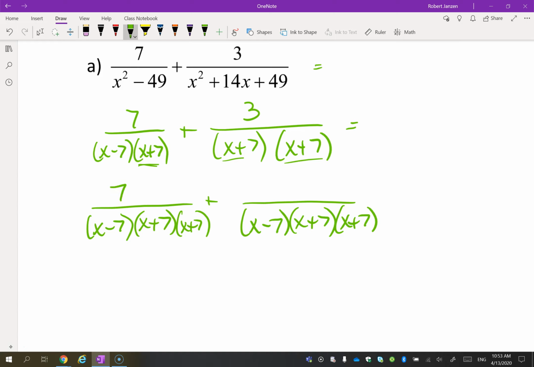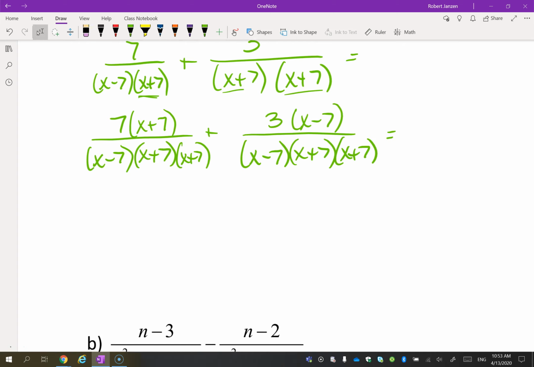What have I done to this fraction? I multiplied by x plus 7. What have I done to this fraction? I've multiplied by x minus 7. Okay, so take a quick look at that and see if that makes sense to you.